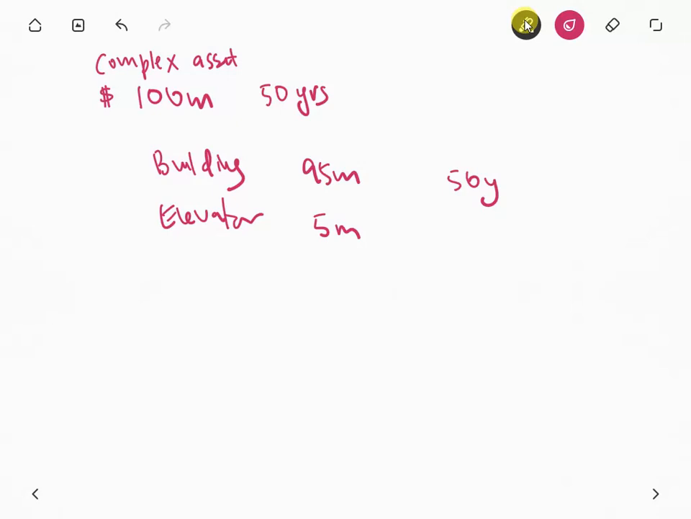However, the elevator only has got 10 years. So are we going to depreciate over 10 years? Yes. So you have to split between the building and the elevator. Of course, you got other assets, you must assign the value, and you have to depreciate accordingly. So the depreciation will be 1.9. This one will be 0.5. So our depreciation will be 2.4. Okay? You don't take 100 million and divide and then you depreciate 2.